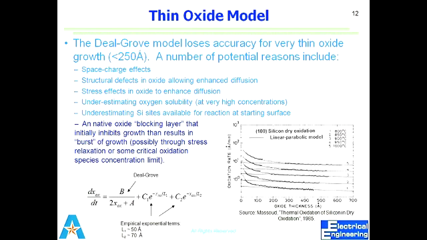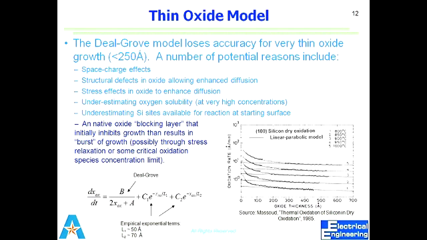One more thing about the Deal-Grove method: I told you that if you draw it, it initially has a linear region, and after that a parabolic region. We will do this experiment in the lab as well. The first experiment is oxidation, and you will see that initially it grows very fast, and later on it bends and tries to become constant at some value. So it gets into the parabolic region.